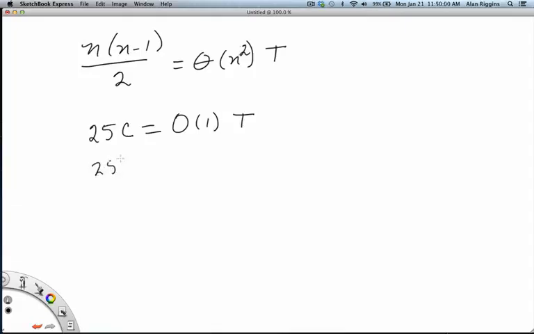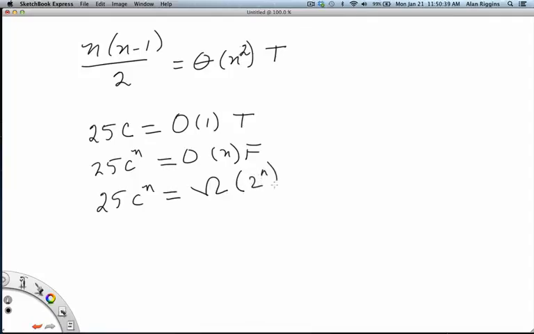25c to the n is equal to big O of n. Is this true or false? This is false. This is false because exponential functions grow at a faster rate than any polynomial bounded function. If we take the limit of 25c to the n over n, we get infinity. Therefore, this grows at a much faster rate. Next: 25c to the n is equal to big omega of 2 to the n. Is this true? Yes, it grows at a rate equal to or faster than 2 to the n. So yes, this is true.